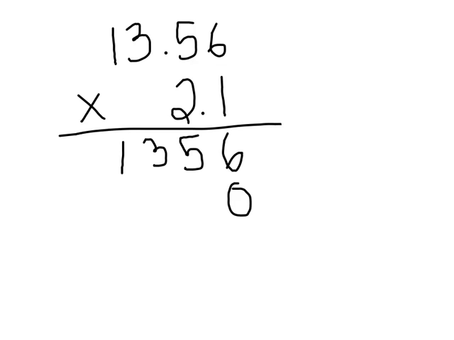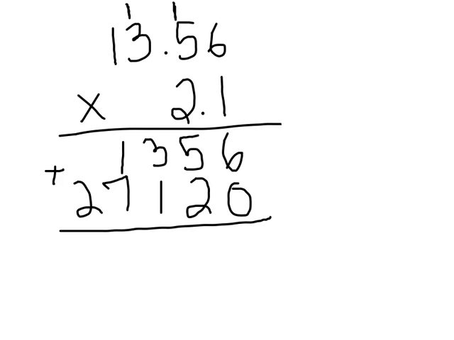6 times 2 is 12, so I'm going to put my 2 down here and carry my 1. 5 times 2 is 10, plus 1 is 11. So I'm going to put my 1 down here, carry my other 1. 2 times 3 is 6, plus 1 is 7. And then 2 times 1 is 2. Make sure you're staying super, super organized. See how all my numbers line up.